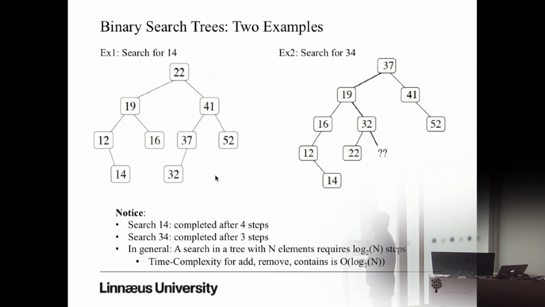And the same is true if you want to find an element that does not exist. You can find it in a number of steps which is equal to log 2 of n, and the n here is the number of the nodes in your whole tree.